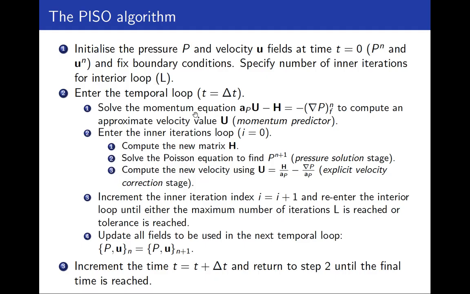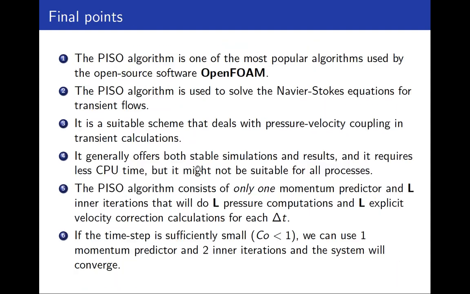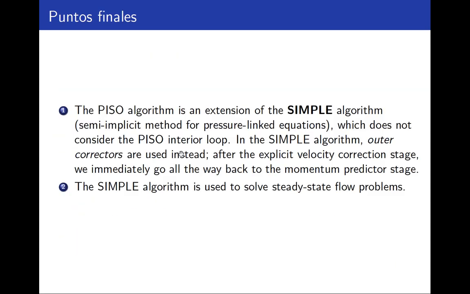So in the SIMPLE algorithm, we do the momentum predictor, then we compute the matrix H, we do the pressure solution stage, the explicit velocity correction stage, and then we go back to the momentum predictor. And we repeat these 4 steps until a tolerance is reached. So that's the main difference between PISO and the SIMPLE algorithm. So this procedure is an outer corrector, the one that I described before. After the explicit velocity correction stage, we immediately go all the way back to the momentum predictor stage.